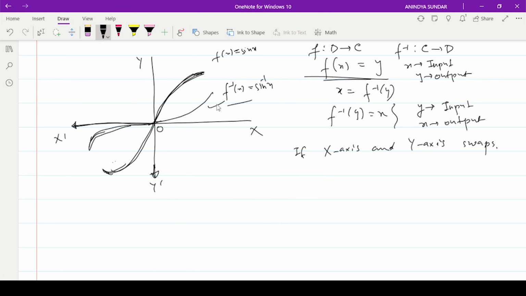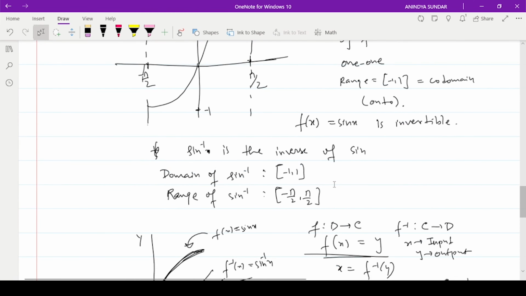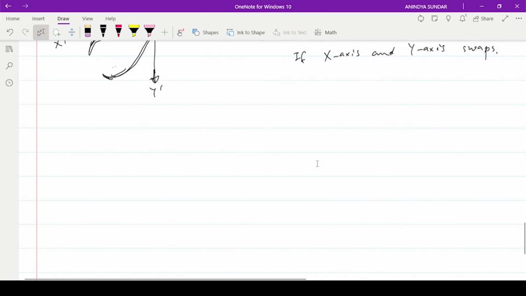So this is my inverse function. This is my actual function. So after changing the x and y axis, I will get my inverse function.